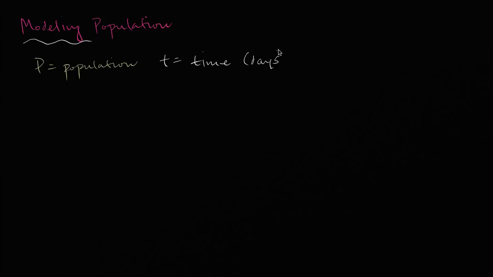It could have been years or months, but let's say we're doing the population of insects that reproduce quite quickly. So days seem like a nice time span to care about. Now, what would be a reasonable model? Well, we could say that the rate of change of our population with respect to time is going to be proportional to the actual population.